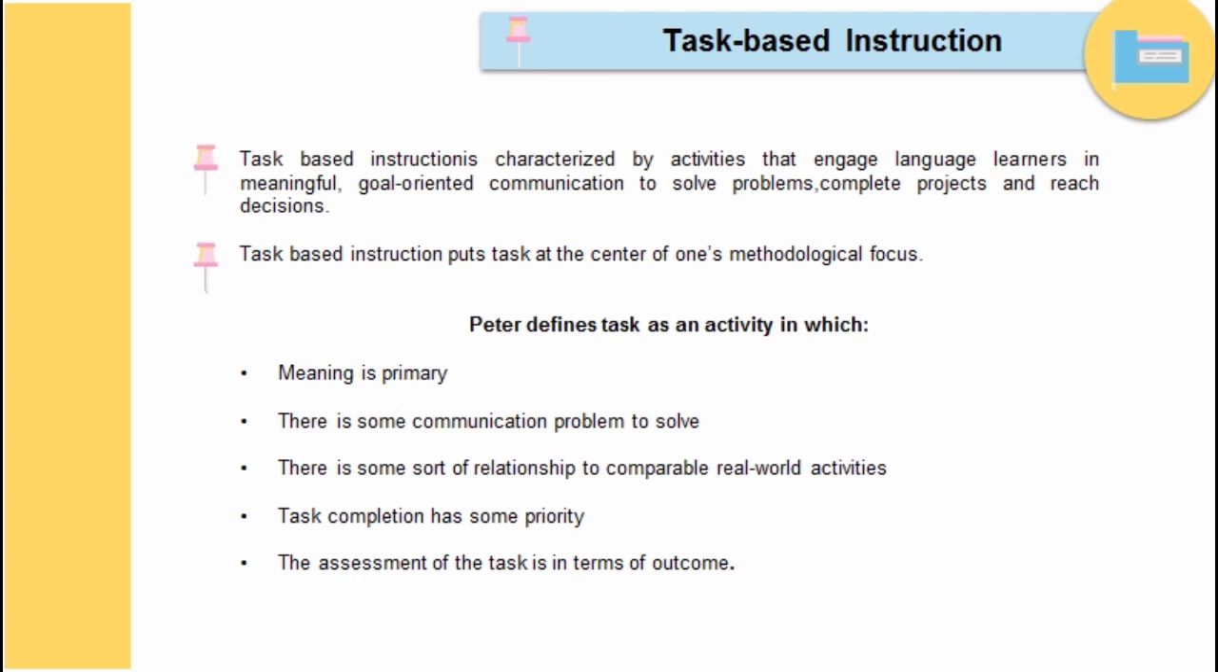Based on Peter, he defines that task as an activity in which first, meaning is primary. Second, there is some communication problem to solve. Third, there is some sort of relationship to comparable real-world activities. Fourth, task completion has some priority. And the last is the assessment of the task is in terms of outcome.